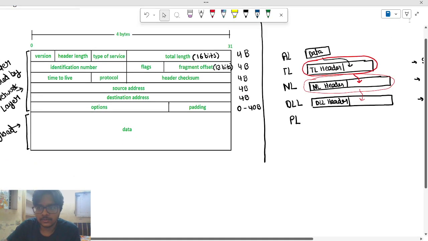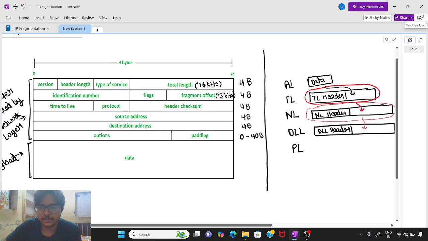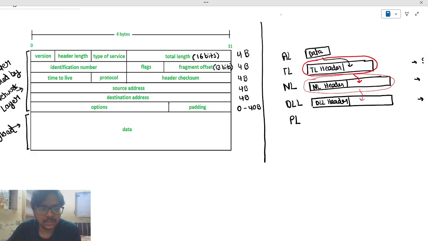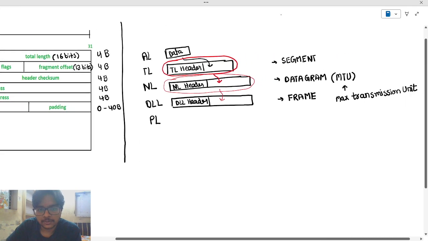Hi all. So today we'll be learning about IP fragmentation. This is not an anatomy of how the IP packet format looks like, but I will just give you a brief overview so that you can understand the rest of the lecture. So let me first of all tell you the problem.